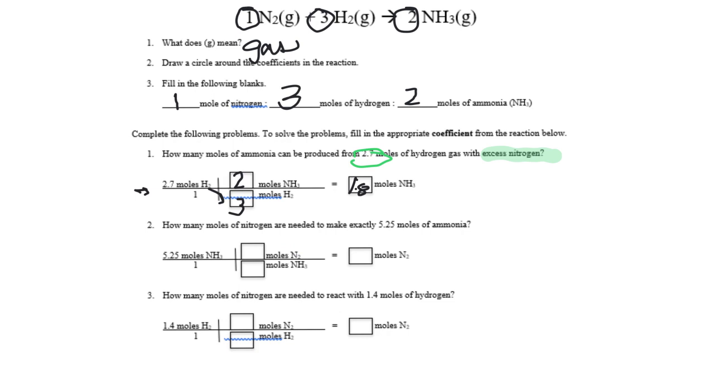Now, I go up into the balanced equation. There is a 2 next to NH3, so I put a 2 next to NH3. There's a 1 next to N2, so I put a 1 next to N2. Then all I have left to do is I cancel the units, multiply across the top, divide by the bottom, and I'm just going to write it over here so I have a little more space, 2.63 moles of nitrogen.